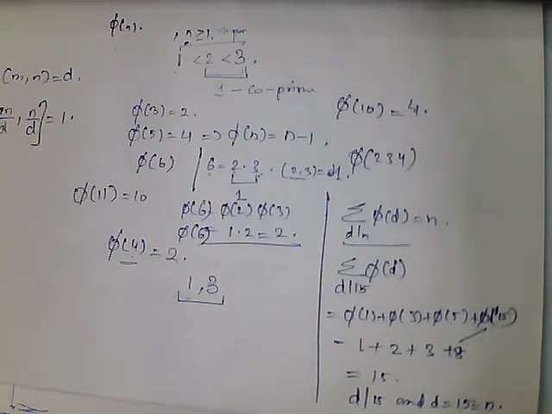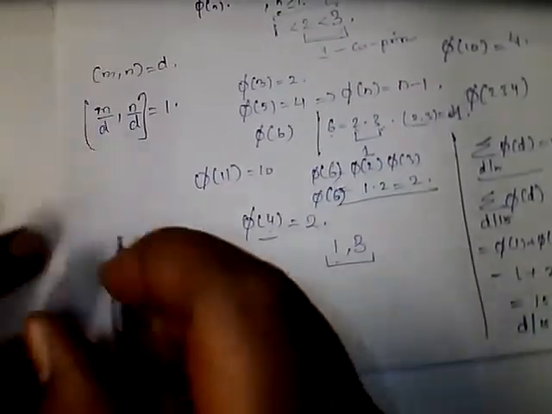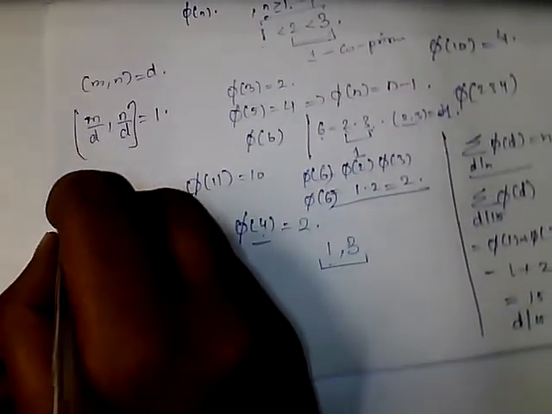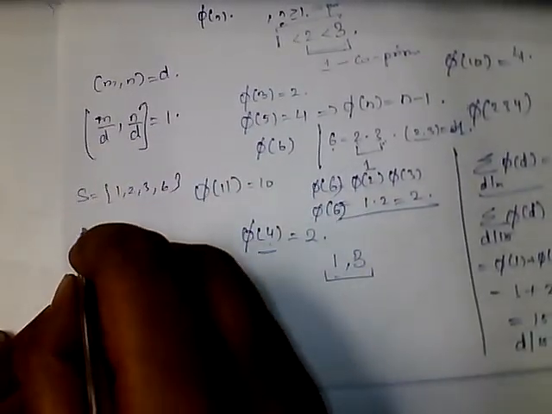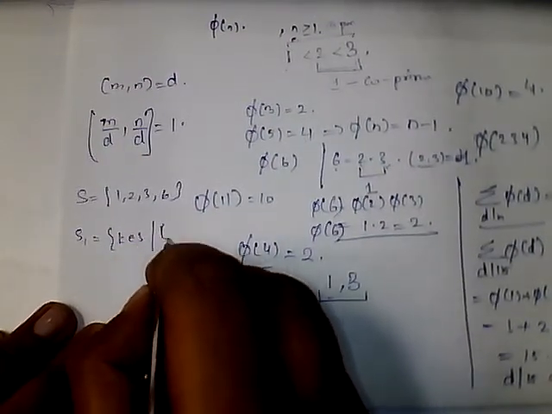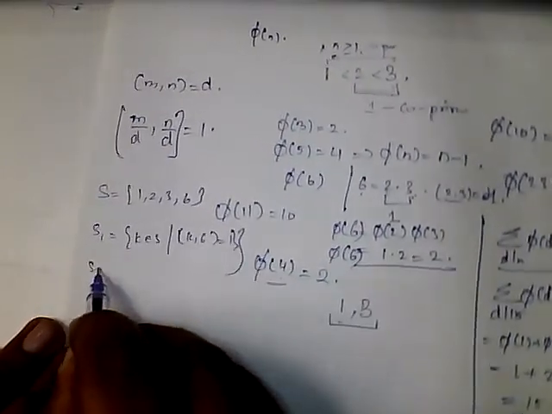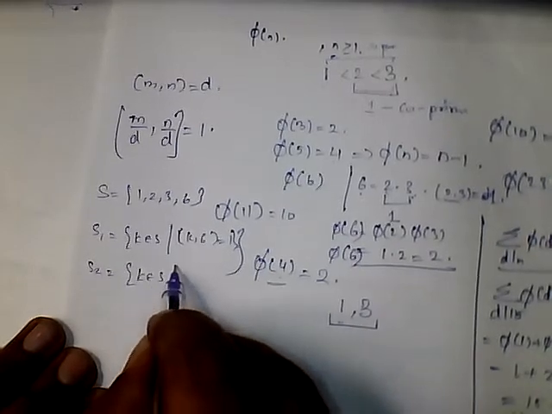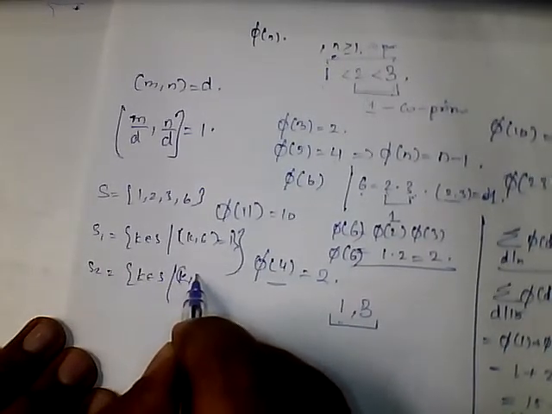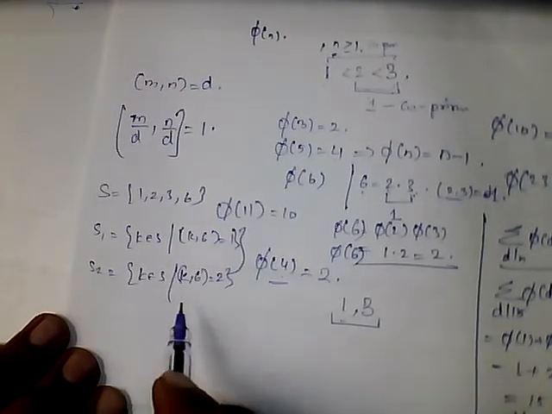One more thing that I want to add over here is that we have to use a set. For S equal to 1, 2, 3, 4, 6, we will be having set S1, k belongs to S such that GCD of k comma 6 equal to 1. Sorry, this S2, k belongs to S such that GCD of k and 6 equal to 2, because GCD of 2 and 6 is 2.